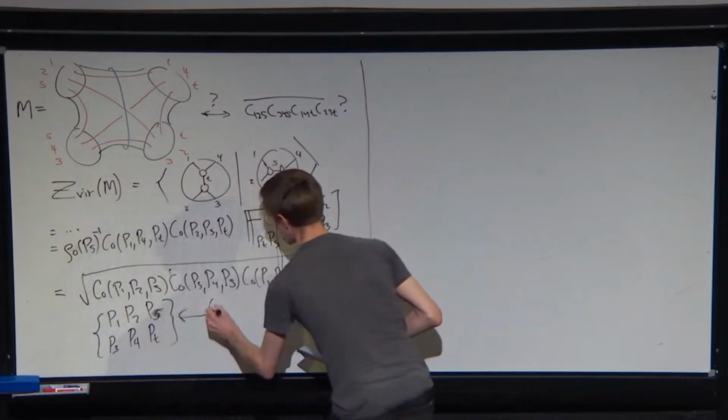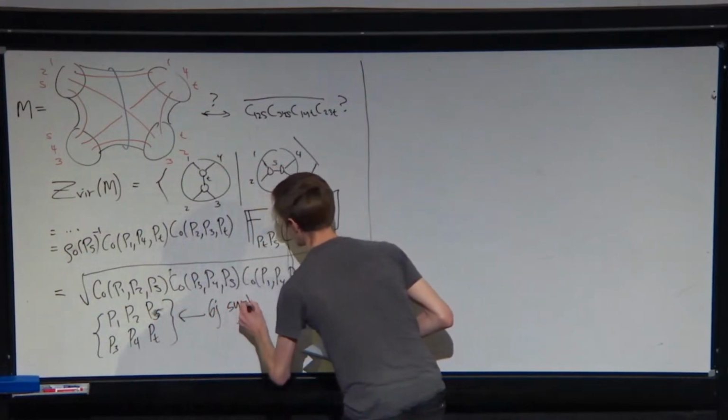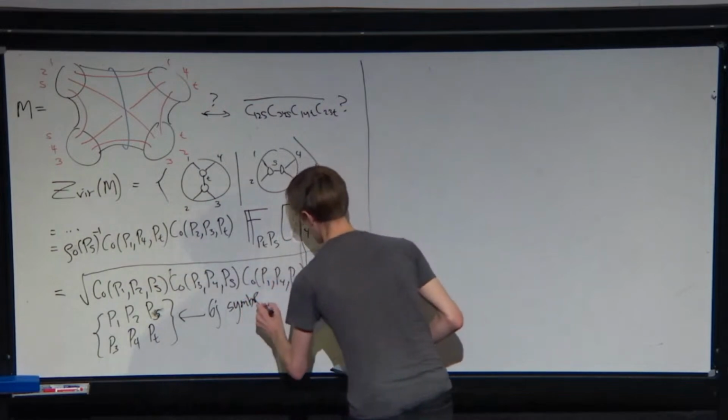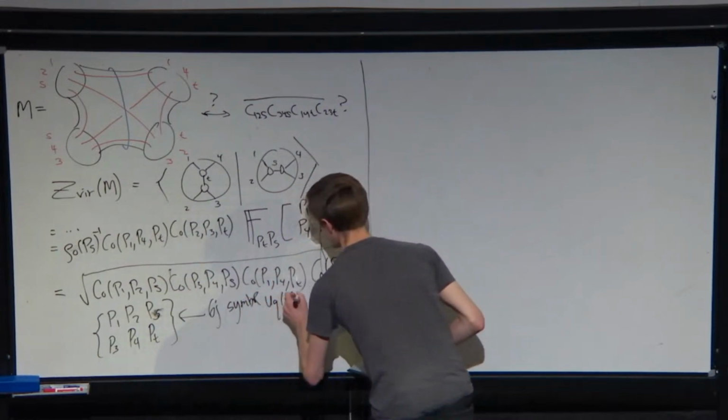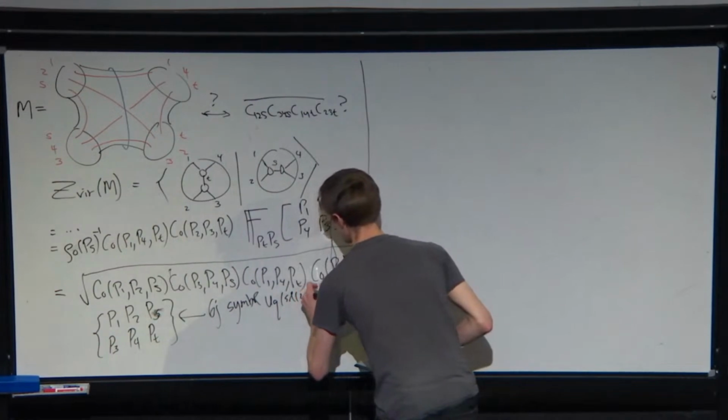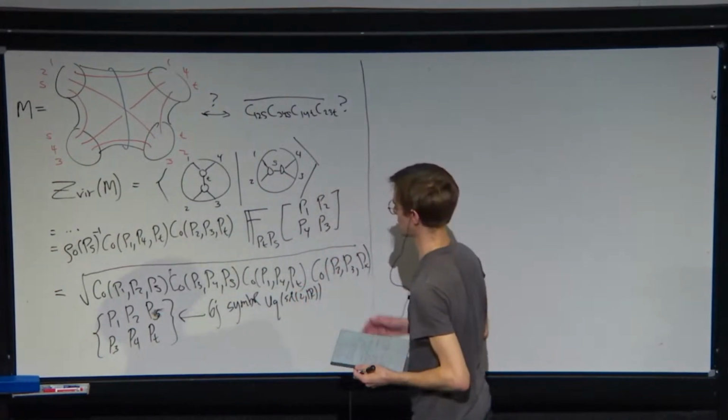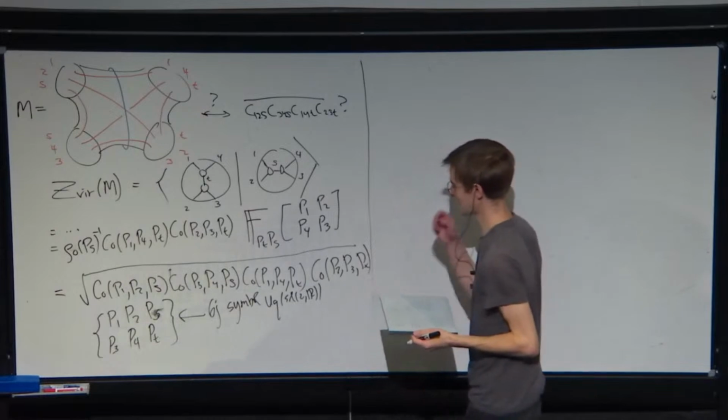And this is the 6J symbol of this quantum group U_q(SL(2,R)), whose appearance from this point of view is kind of mysterious and not well explained, I think.